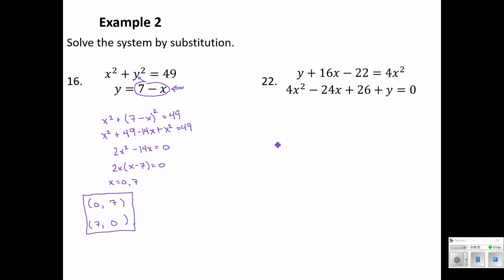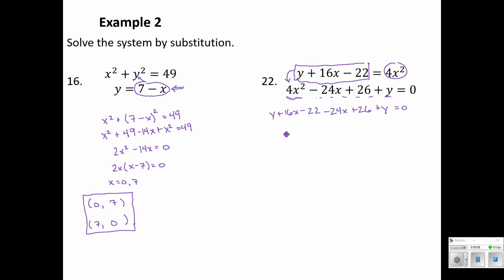For 22, this looks horrendous, like horrible. I couldn't decide on the word there. But really, the substitution is not terrible. If you'll notice, they've told us what 4x squared is equal to. Well, there's a 4x squared right down here. So let's take all of this y plus 16x minus 22 and substitute that in. So y plus 16x minus 22, and then continue on with our second equation, minus 24x plus 26 plus y equals 0.